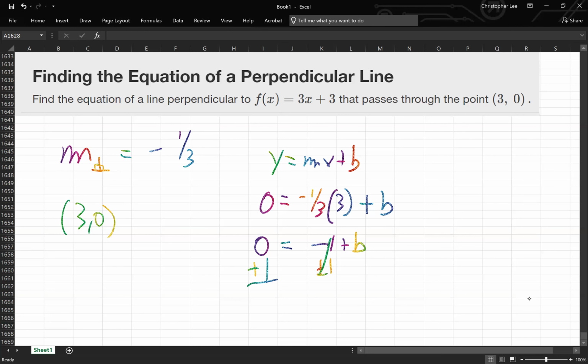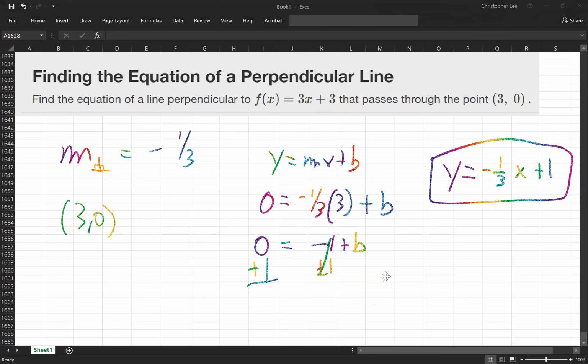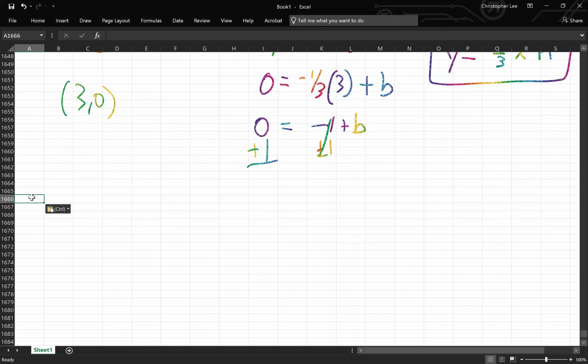Okay. So now let's rewrite what we have. This is going to be y equals -1/3 x plus 1. So this is our perpendicular line that passes through the point 3 comma 0. Questions on it? Same process. Some of you might want to actually see it. This is how it looks.